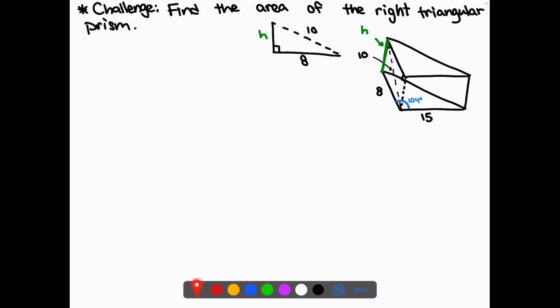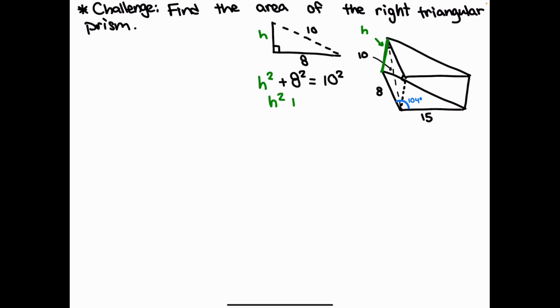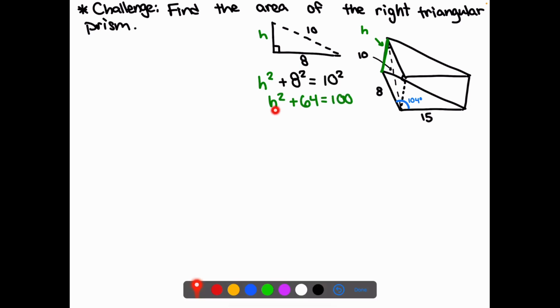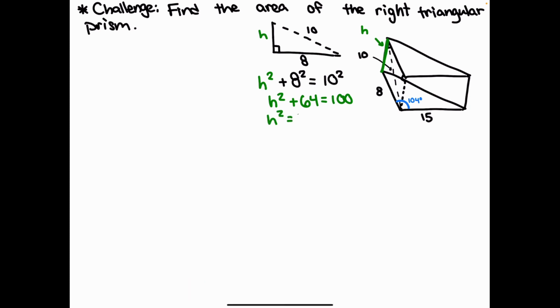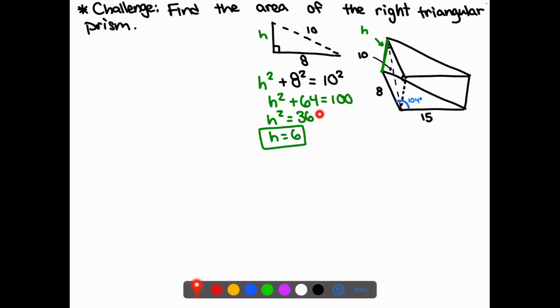I can solve for that by using Pythagorean's theorem, because this 10 is the diagonal of this rectangle here. And since I know it's a right triangular prism, I know that this would be 90 degrees, so I can go ahead and use Pythagorean's theorem. Now, this is a Pythagorean triple. This is a 6, 8, 10 triangle, and if I use Pythagorean's theorem, we'll be able to prove that h is equal to 6. 8 squared is 64, 10 squared is 100. If I subtract 64 from both sides, we get h squared is equal to 36. Taking the square root of both sides brings us to h equals 6. So we now know our height.